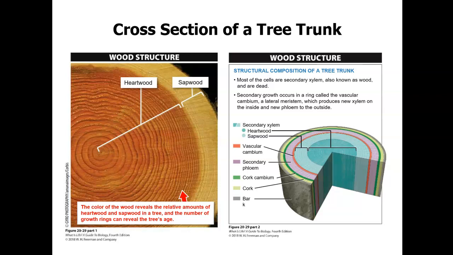So structurally, most of the cells in secondary xylem, known as wood, are going to be dead. That secondary growth is going to occur in rings called the vascular cambium, a lateral meristem, which produces new xylem on the inside and new phloem on the outside.